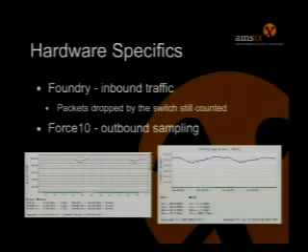Some other things about hardware that are interesting: sFlow samples the packets only going in one direction, which means that in the end the vendor has to decide if they sample inbound traffic or outbound traffic. And on Foundry devices it's inbound, which means that if packets are dropped inside the switch, we don't really know about that, because we see packets coming in and we don't know if they go out again on the other side. On Force10 devices, it's exactly the other way around.